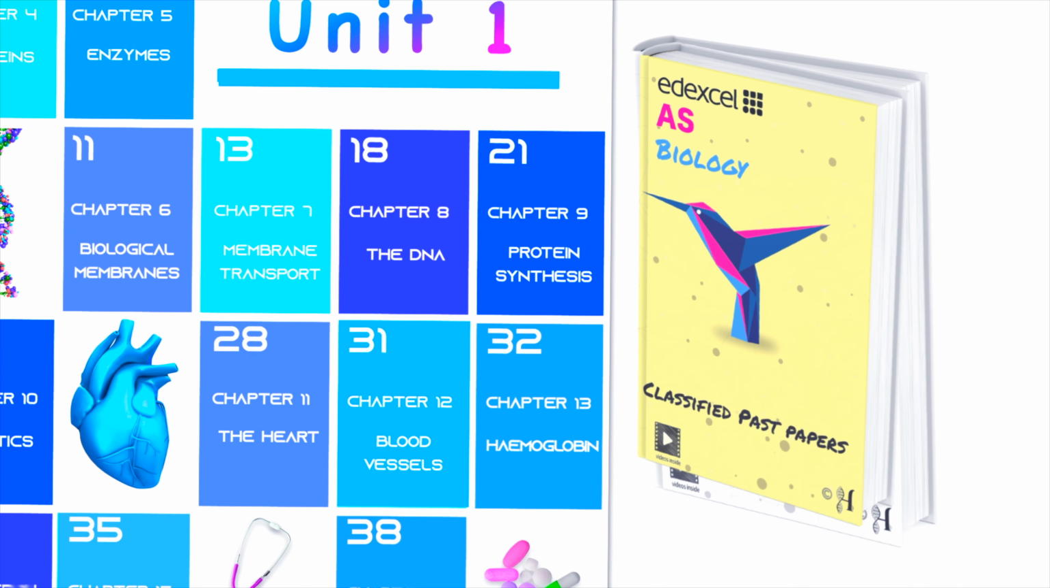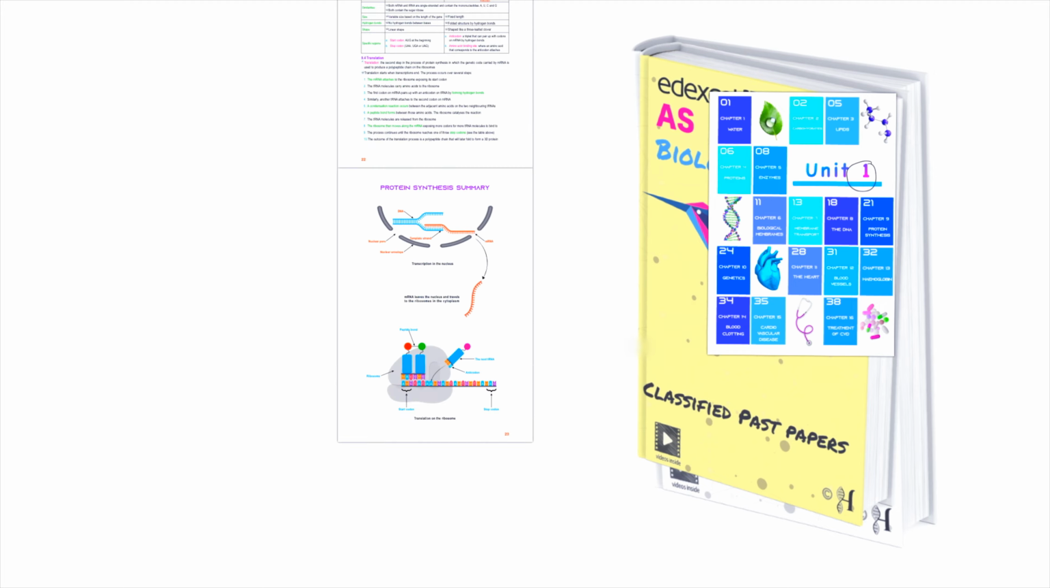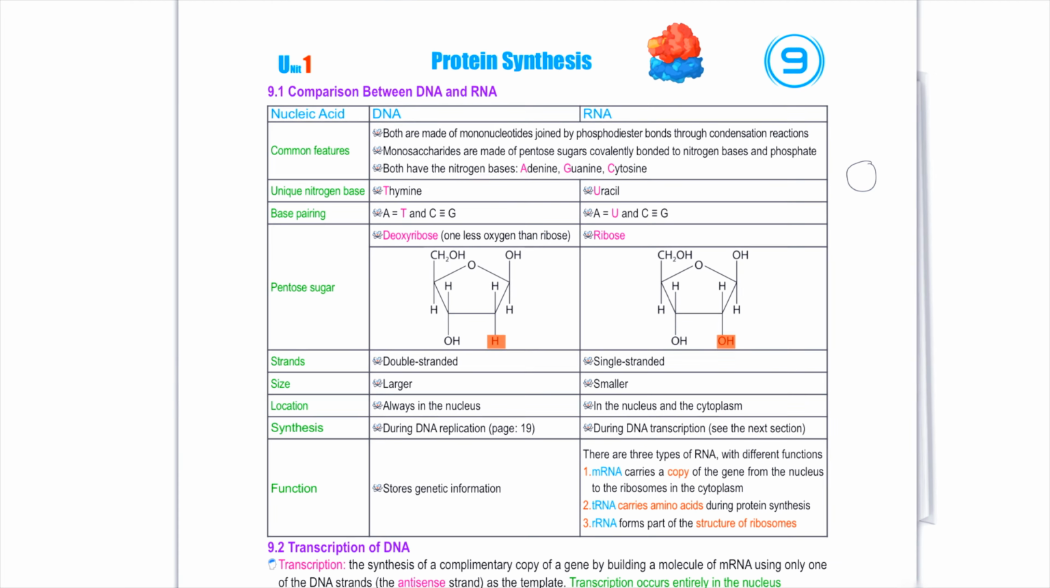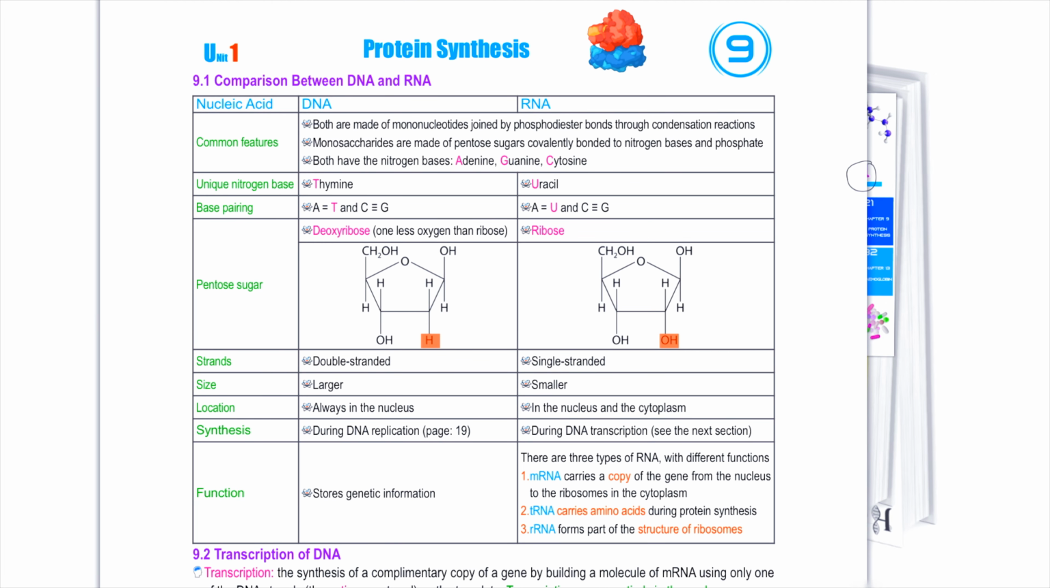So it's chapter 9, called protein synthesis, from Unit 1. Let's take a quick look at the notes. As you can see here, the notes are based on the exam paper. You can see here a question about a comparison between DNA and RNA.